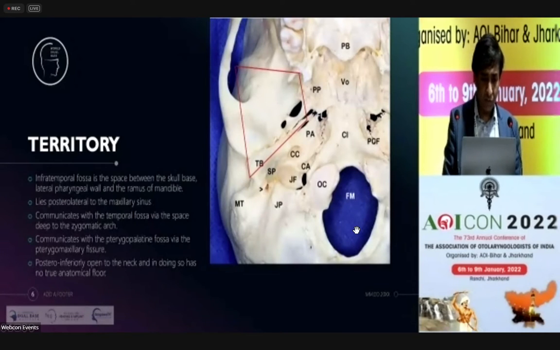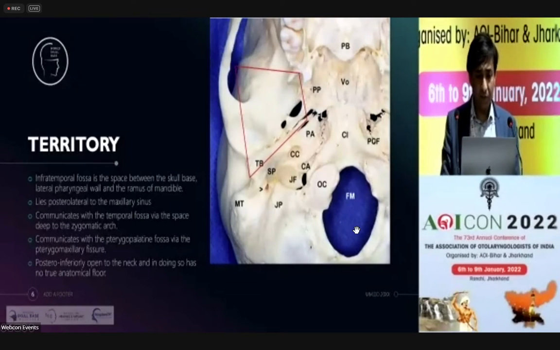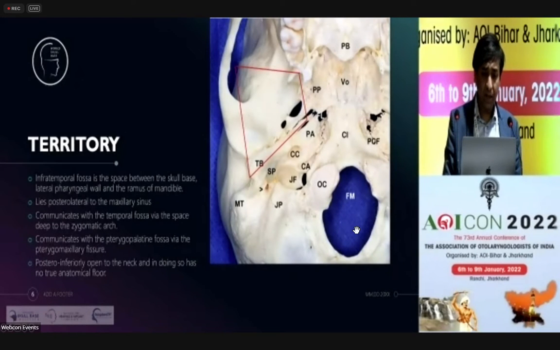So this is an inferior view of what we call the infratemporal fossa. The bony landmarks are the root of the zygoma, the condyle of the mandible, and the ascending ramus of the mandible laterally. Medially, we have the pterygoid plates. Anteriorly, you have the temporal fossa, and posteriorly, you have the contents coming down from the petrous portion of the temporal bone, that is the parapharyngeal carotid, the contents of the carotid canal, and the nerves that come out of the jugular foramen.